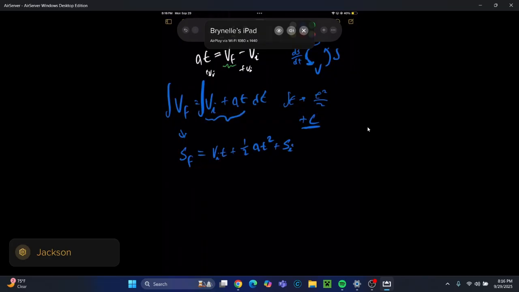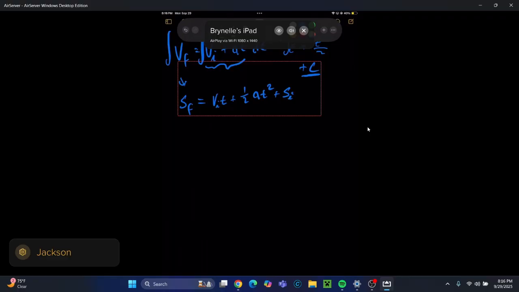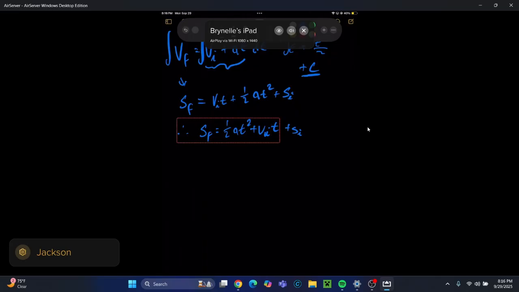And then if we rewrite this, we can just get that sf, or final position, equals, let me put this in more familiar form. Sorry, I'm new to this. 1/2 at squared plus vi t plus initial position. So that is our kinematic equation we're familiar with.